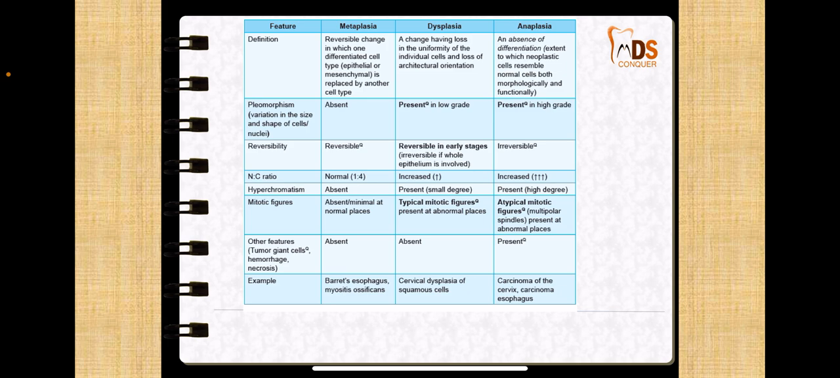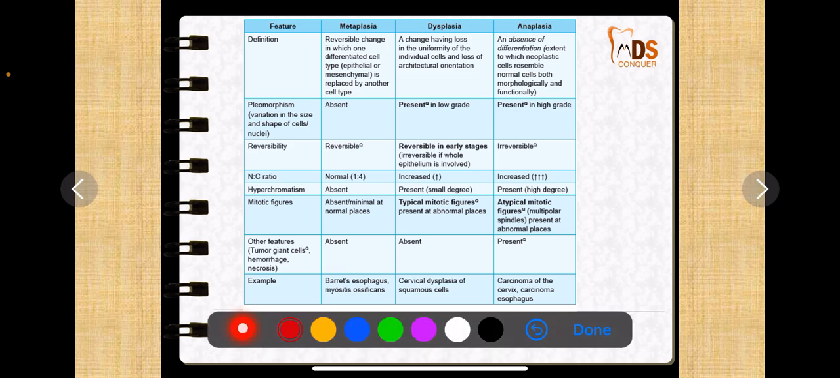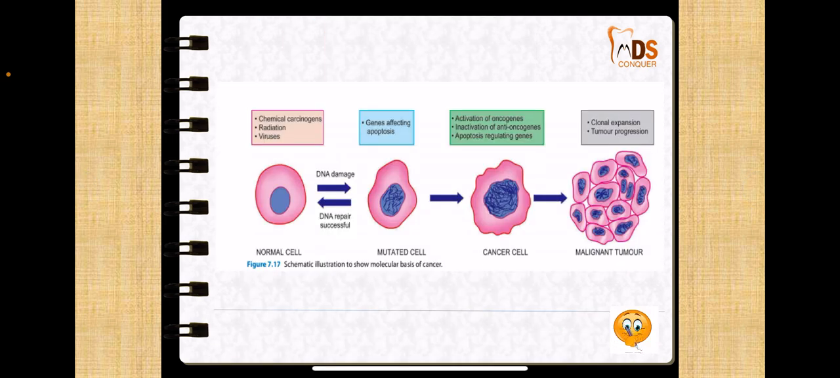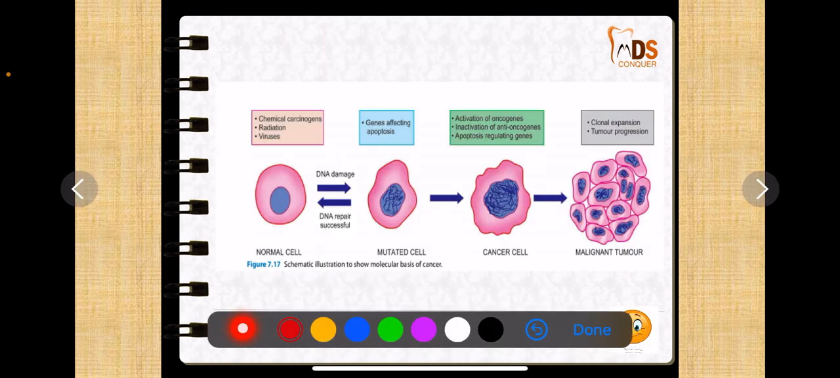So next, again very important is the differences between metaplasia, dysplasia and anaplasia. Even this table, give a quick glance, just give a reading, that's enough. Okay, so next is the carcinogenesis.